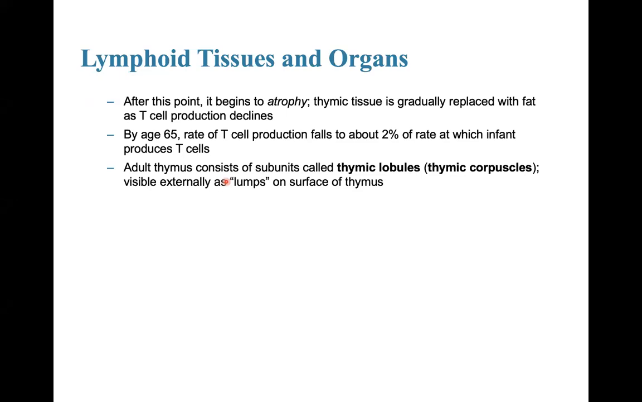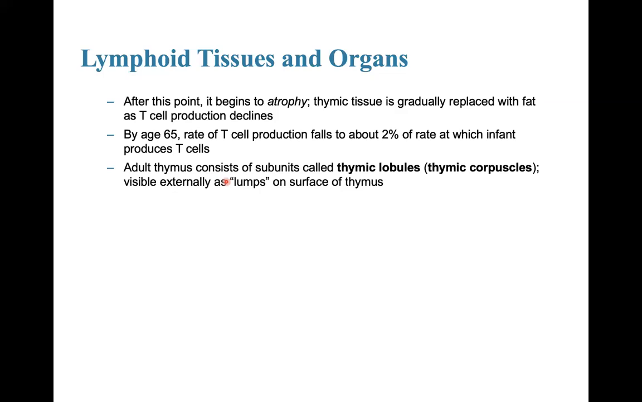The thymic tissue is gradually replaced with fat, and T cell production declines. By the age of 65, the rate of T cell production falls to about 2% of what it was when you were an infant, when you were being exposed to many things.